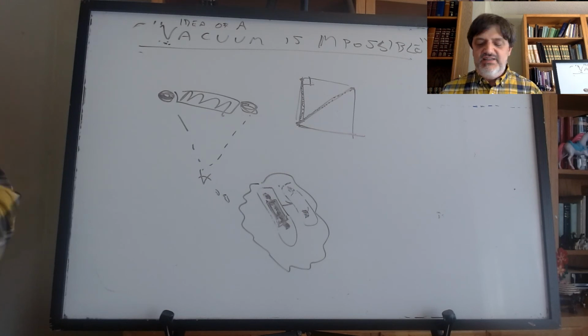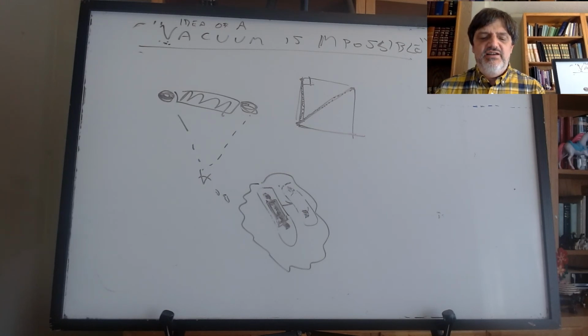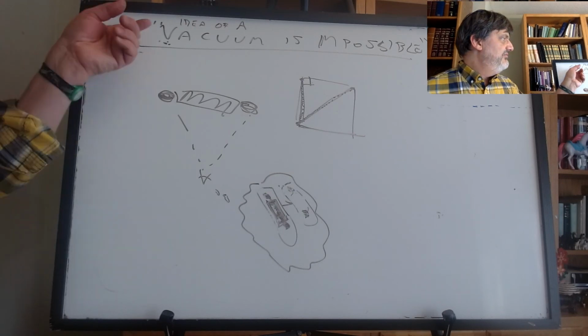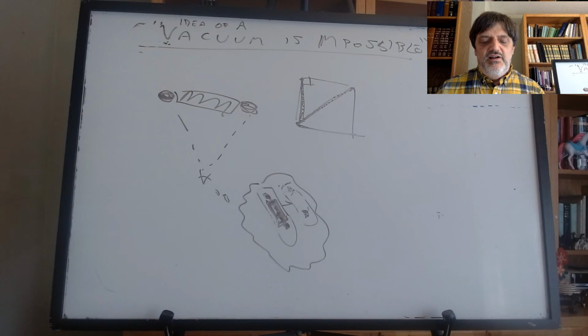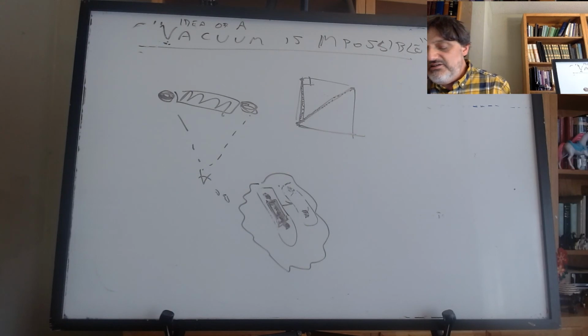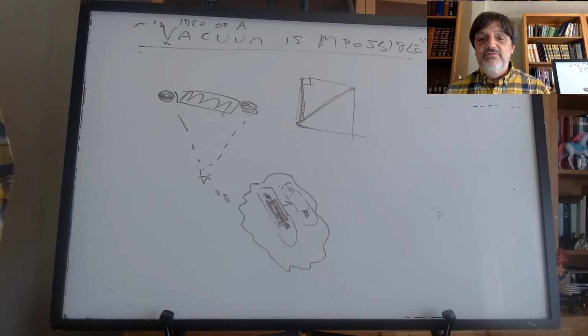Now, I kept saying I was going to come back to these arguments in more detail, but right now there's 10 minutes left. So I think I'm going to try to say something in more detail about the argument for this one, the argument for the first point, that is, that extension is composed of a finite number of indivisible parts.